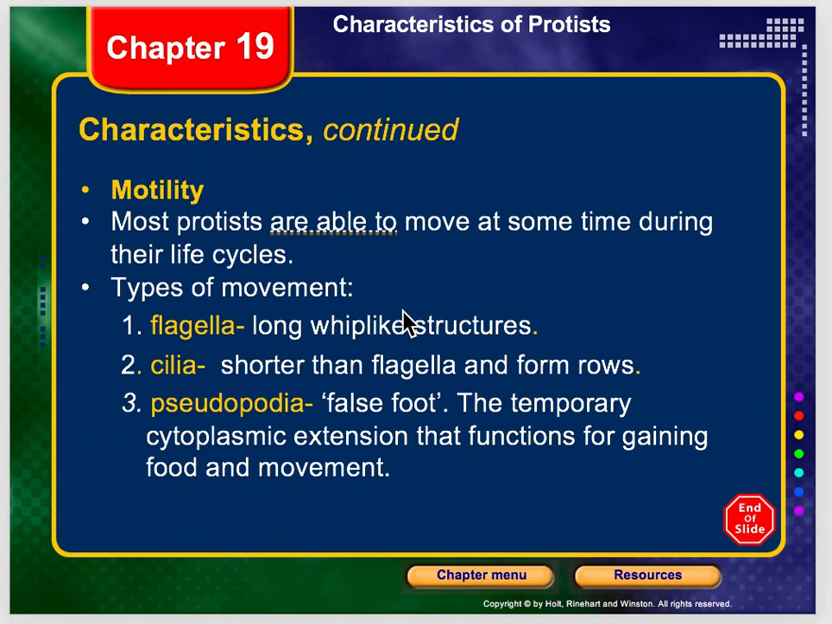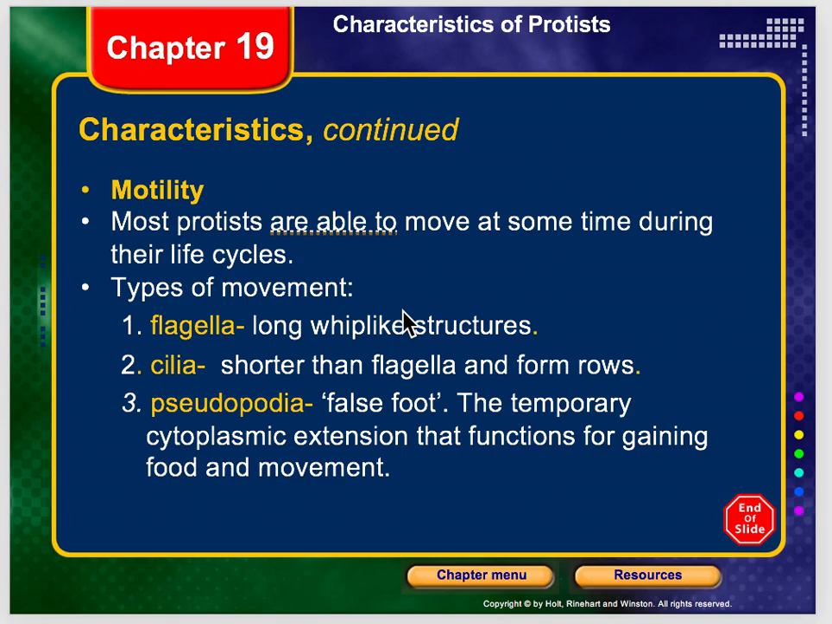Cilia. Cilia is made out of the same kind of protein, although there's hundreds of them, hundreds and hundreds, and they're very, very short. And they line the outside of the outer covering of the protist, and they beat back and forth. And as they beat back and forth, they can propel themselves in that type of movement.